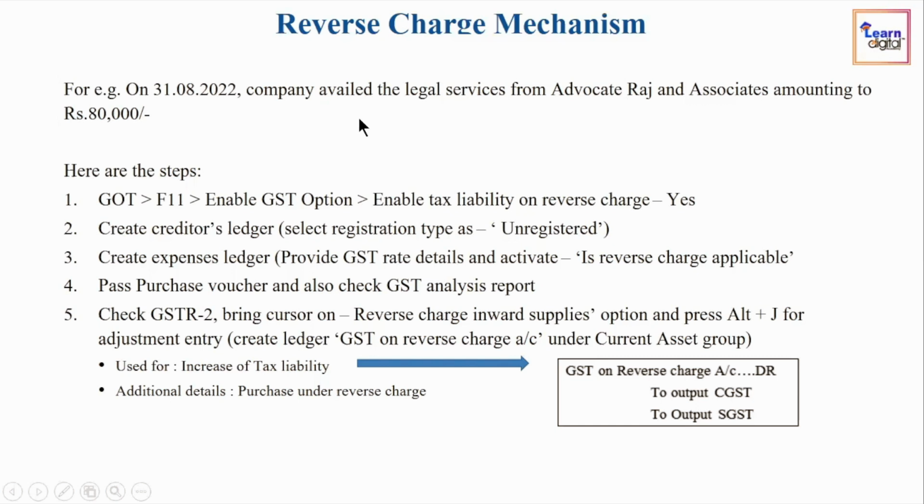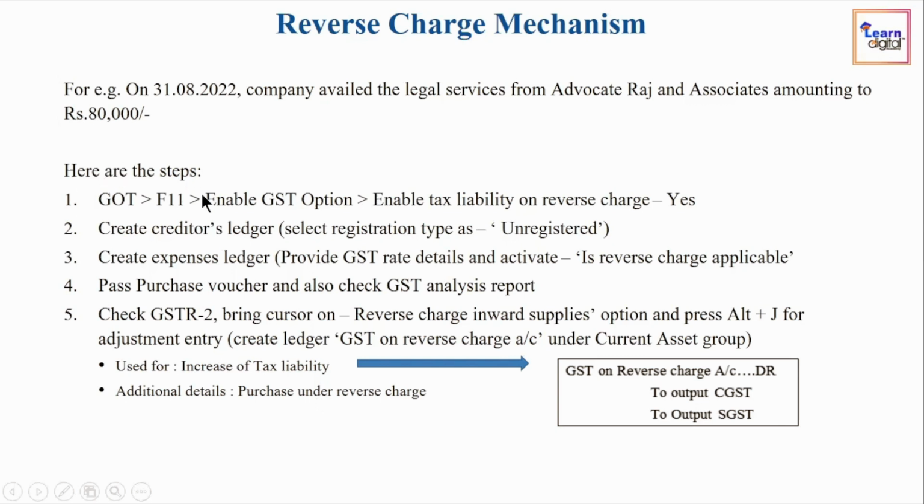What we have to do is pay GST on 80,000 to the government, and after paying this amount to the government, we will increase our input tax credit so that whatever GST we paid to the government gets reversed back. This is what the concept is. So let's start entering this RCM in GST.